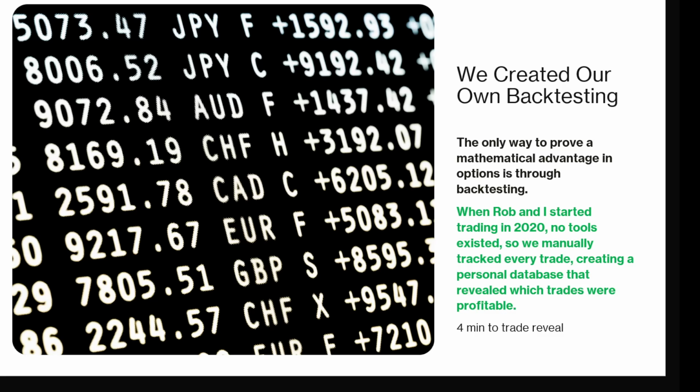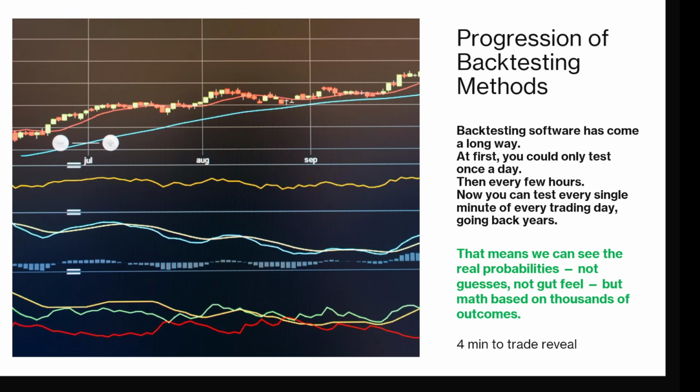When Rob and I started trading back in 2020, there were no tools existing, so we manually had to track every trade, creating a personal database that revealed which trades were profitable. Backtesting software has really come a long ways.